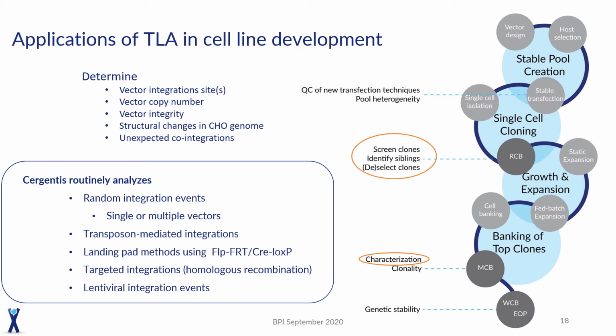Often it's not uncommon that we see multiple clones being submitted that are thought to be unique, but through TLA we see that, through random integration, several of these clones have exactly the same integration sites, indicating that these are from the same origin. So that's quite unfortunate if you put all the effort into maintaining these cell lines, or clones that are considered to be unique, whereas actually they're identical.